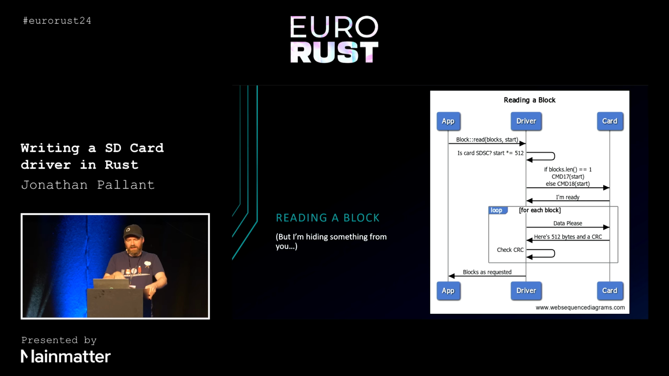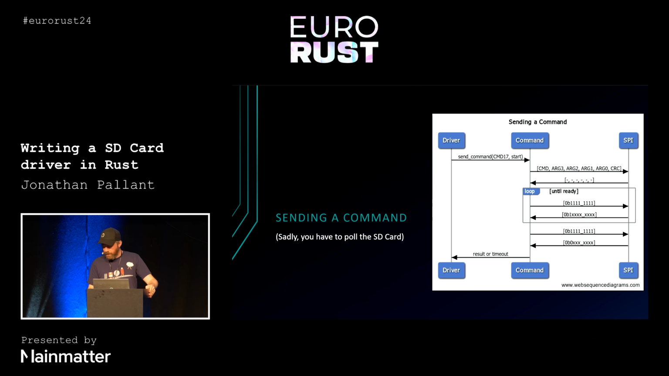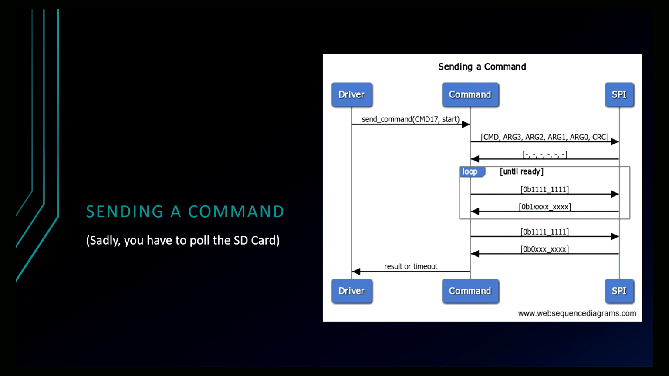So how do we actually send those commands to the card? Well, we're going to kind of dive down a little bit further. And to send command 17, you need to build an array of 6 bytes. That is the command byte, 4 argument bytes, and a 7-bit CRC byte at the end. And every time you send data over SPI, you send a byte and you get a byte. It's always full duplex. Whenever you send one, you get one back. So we send 6 and discard the 6 we received.